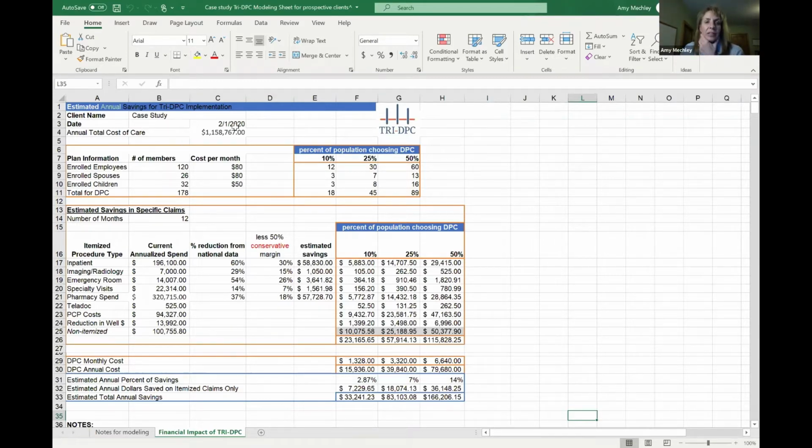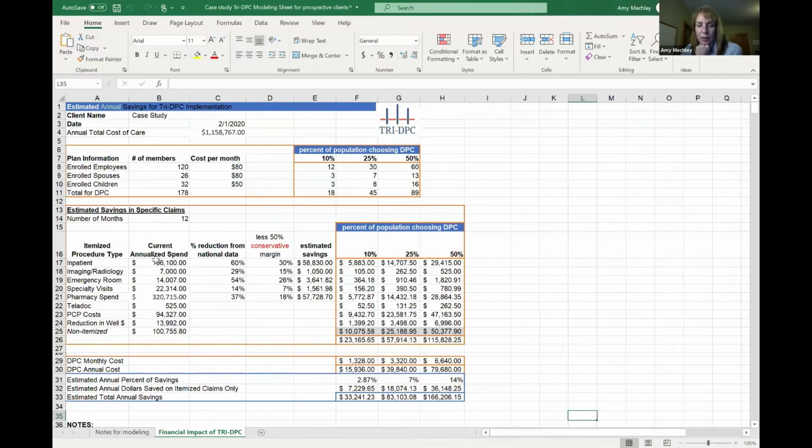So in this case study, the company spends $1.1 million on their total healthcare spend on 120 employees, 26 spouses, 32 children or dependents. If everybody signed up for direct primary care, we're talking about 178 people. What I do then is say, okay, let's know that everybody's not going to sign up for direct primary care. So if 10% of your population signed up, 25% of your population, or 50%. So we take those numbers and break them down.